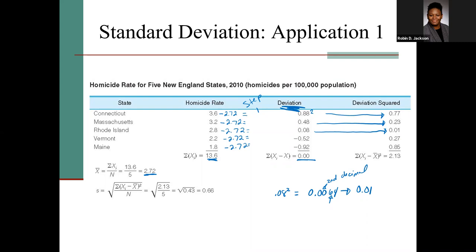So negative 0.52 squared becomes 0.2704. And when you multiply a negative times a negative, it turns into a positive, okay? That's how you end up with this number, right?